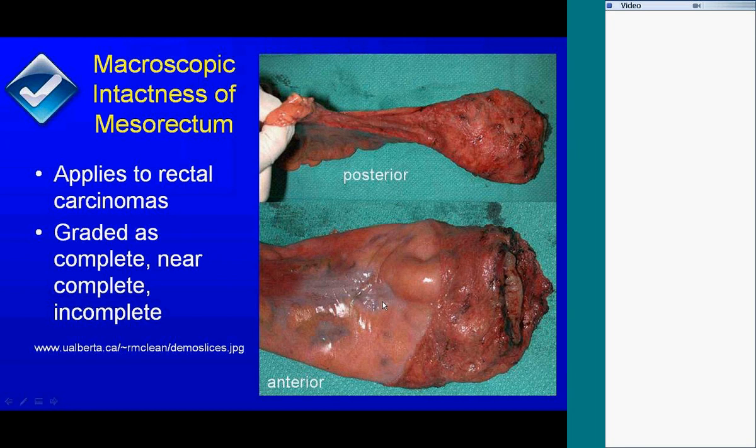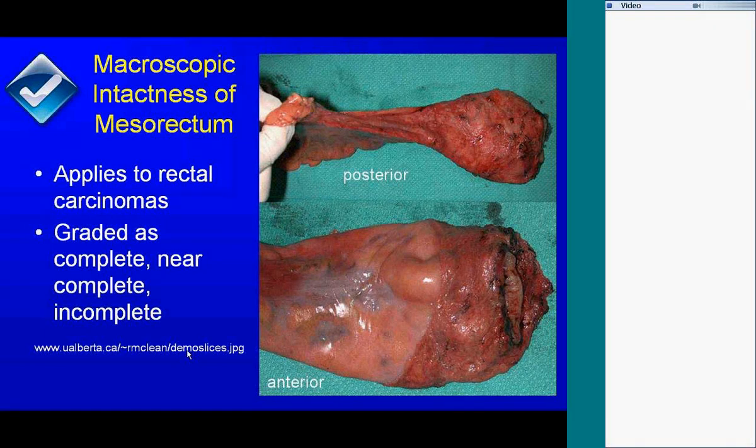These pictures of the mesorectum, I want to point out, are from an absolutely fantastic website on assessment of mesorectal excision from the University of Alberta, and the photographs are really outstanding, and I would urge you to check out this website. But the next item that we need to talk about is the macroscopic intactness of the mesorectum, and this is an optional item. Many pathologists are not reporting this, although we are being asked to more and more by either our local institutions or as recommended for care of the cancer patient.